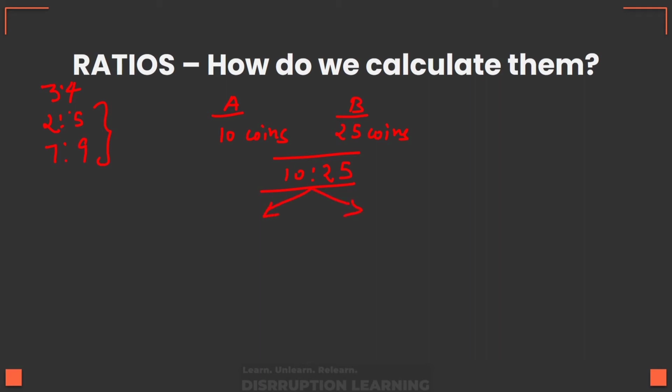To calculate, we'll take the value of A and put it as the numerator of a fraction, and then we take the total of these two values, so 10 plus 25. On the other hand, we take the value held by B, that is 25, divided by the total of their holdings. So this is going to be 10 by 35 and this is going to be 25 by 35, and when I bring it to lowest terms it will become 2 by 7, and on the other hand it will be 5 by 7. This is divided by 5 on both sides. So I can ignore the denominator now and can take the ratio as 2:5.